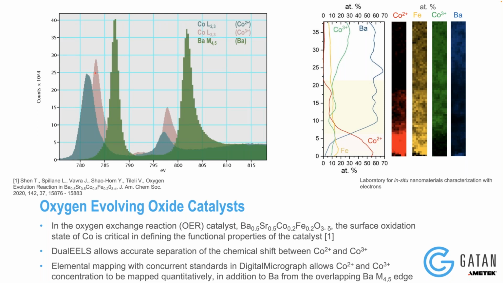So we have concurrent standards, so different references for cobalt. So a nice cobalt 3+ reference, a nice cobalt 2+ reference, and then a standard also for barium. So we're able to separate those three overlapping signals.